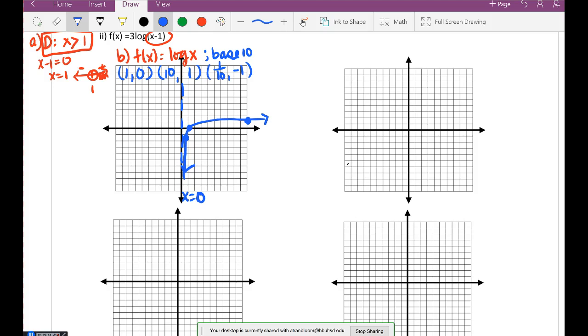Equation number 2. We will have y equals 3 times log of x. Raise your hand and you can give me the transformation of this, please. Vertical stretch, factor of 3. True or false? True. Perfect. Vertical stretch, factor of 3. So 3 points are, let's start with the first point. First point, please, Kaylee.